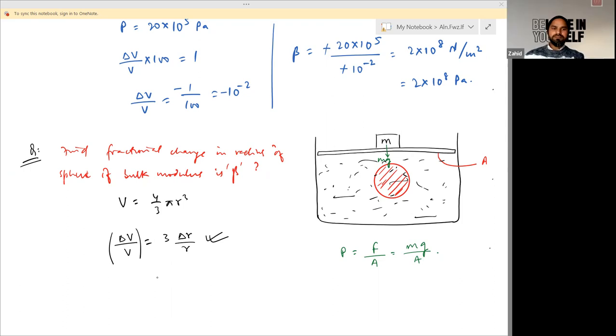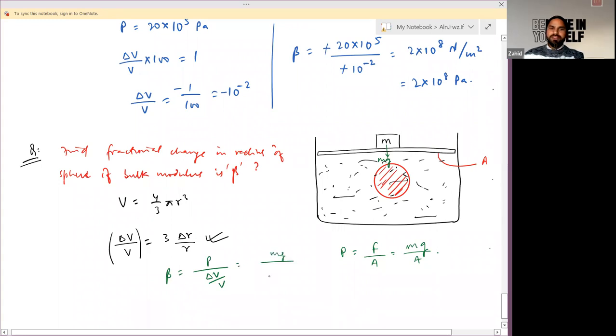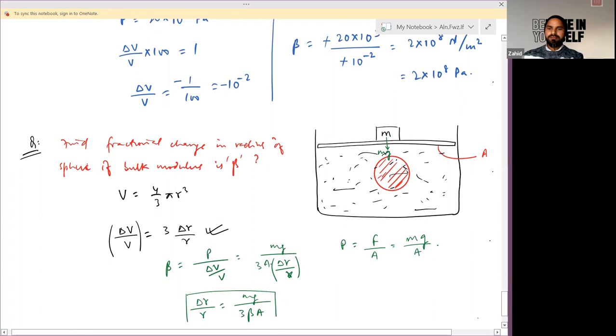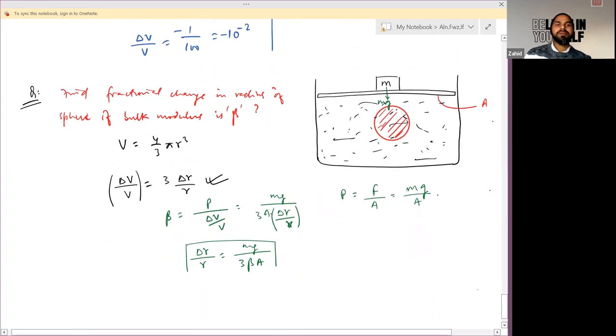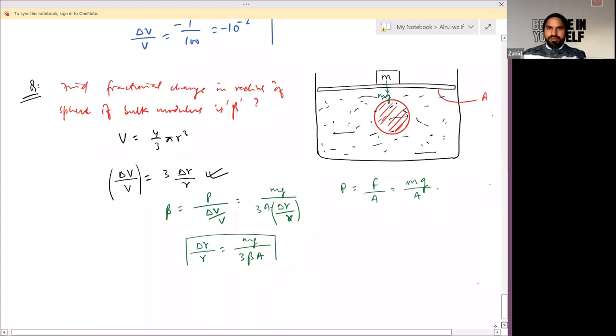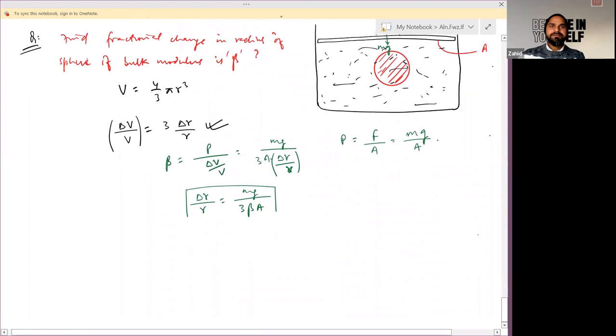Good. So as we have beta equals pressure divided by delta V by V, and pressure is mg by A, and delta V by V is 3 times delta R by R, so move delta R by R towards the left side. So you get delta R by R equals mg by 3 times beta into A. Okay. So this is all about stress strain related to different types.